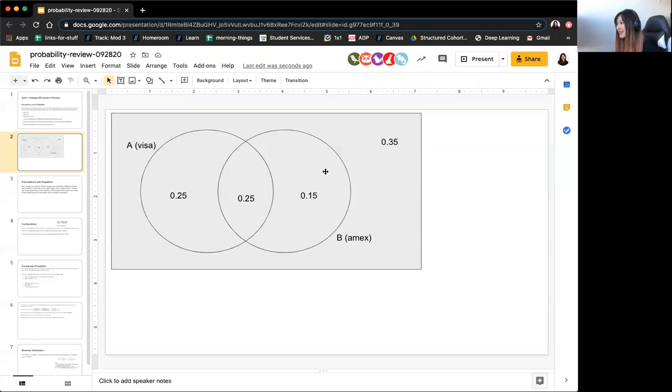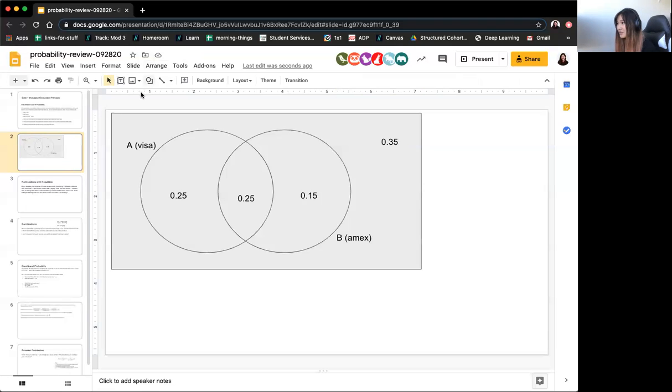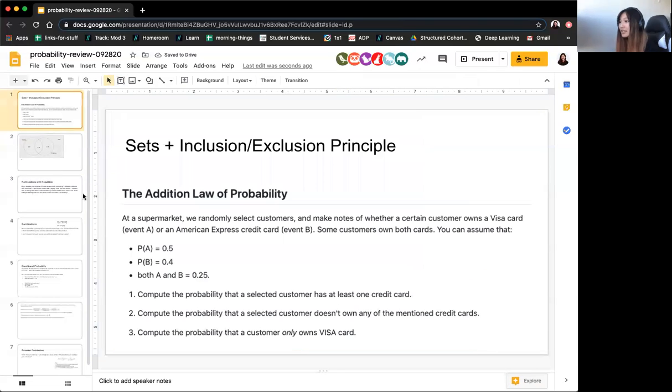If I want to find any subset of anything, I could just compute probabilities with numbers that are already on our page. So let's see what they asked for. Compute the probability that a selected customer has at least one credit card. That's pretty straightforward since we already have this here. Let me make a text box here to take notes. What was their exact wording? At least one credit card.